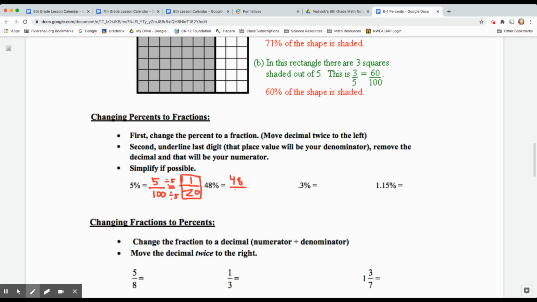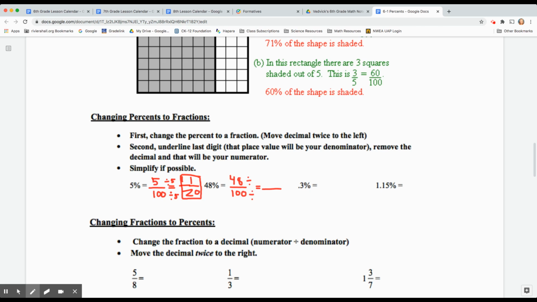Okay, 48 out of 100 is a fraction bar. Then you ask yourself, can you simplify this? Yes, I can. I see that 4 can go into 4, and I know that 4 goes into 100, so I'm going to go ahead and divide each by 4.